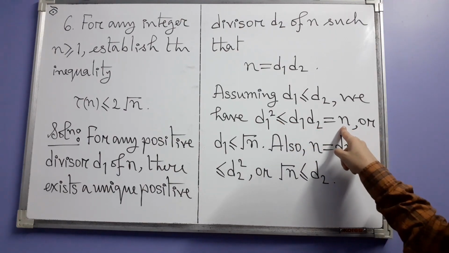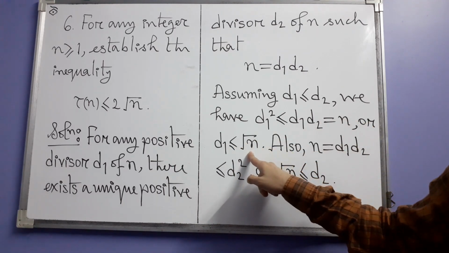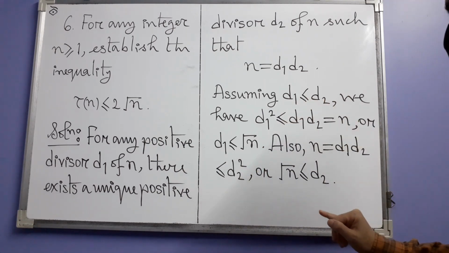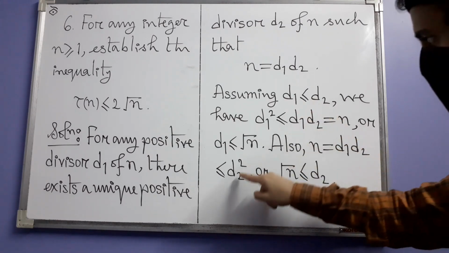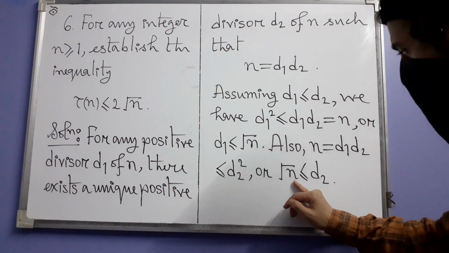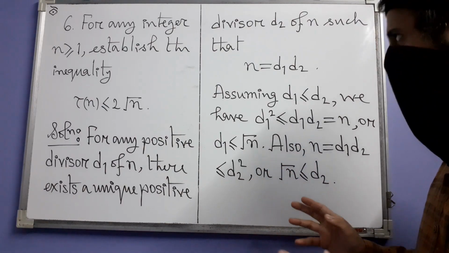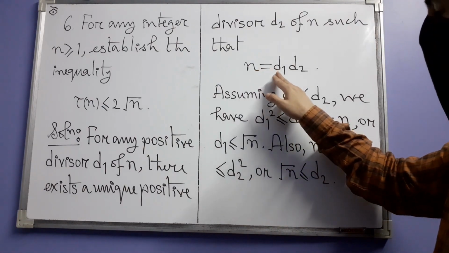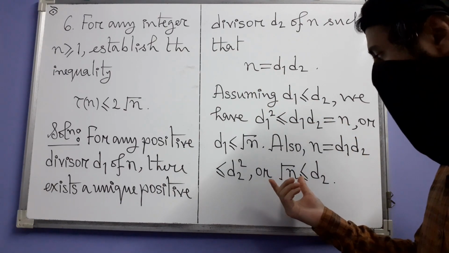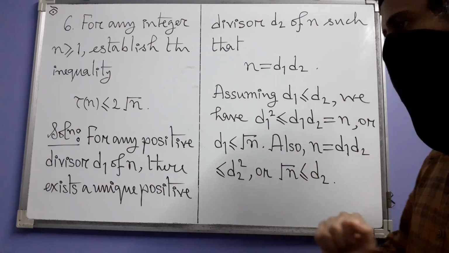But d1 d2 is n, and from this you get the inequality that d1 is less than or equal to the square root of n. Instead, if you multiply both sides by d2, then you get d1 d2 less than or equal to d2 squared, or n less than or equal to d2 squared, or square root of n less than or equal to d2. So you have uncovered the fact that n has a positive integer, or, I mean, not positive integer, I wanted to say positive divisor.